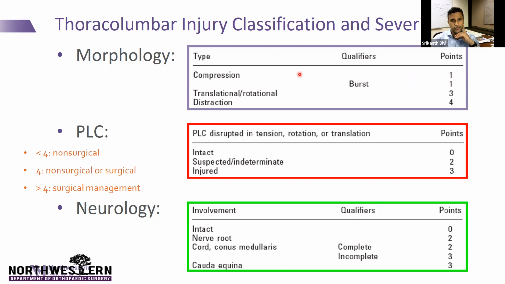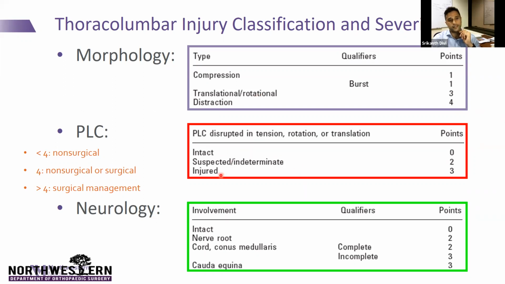If it's a burst fracture, extends to like that posterior body wall, that indicates more instability, right? So now you add another point. Now, if there's distraction or translational rotation, that's much more disruption of the ligaments and the disc, and much more of a sign of instability. So you add more points.